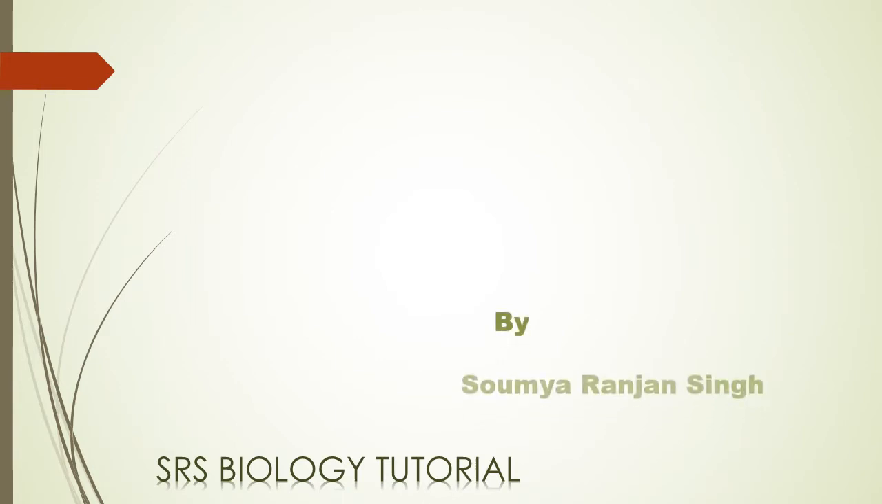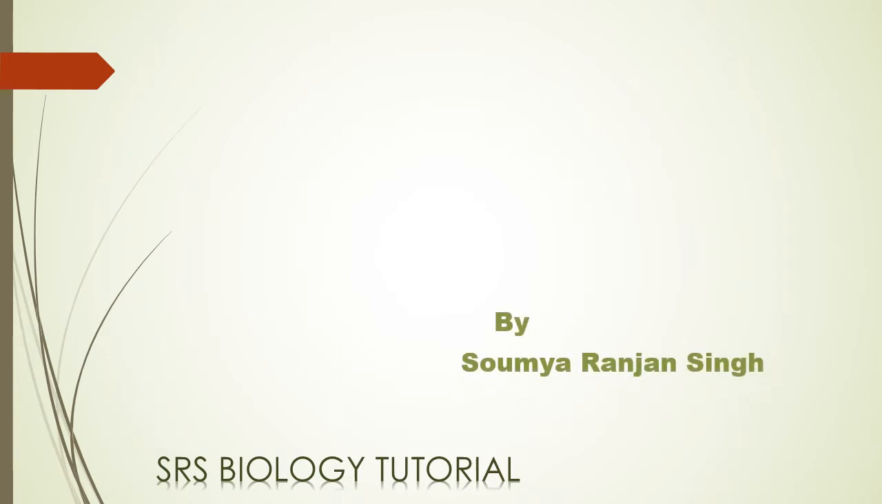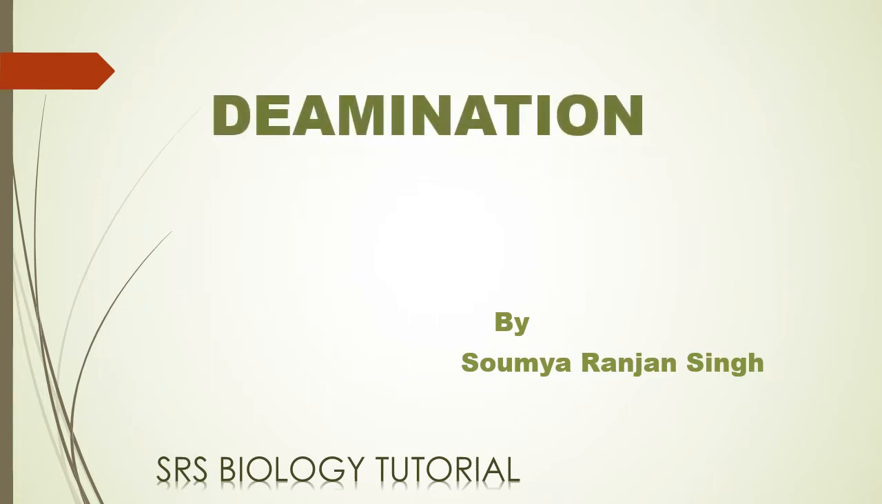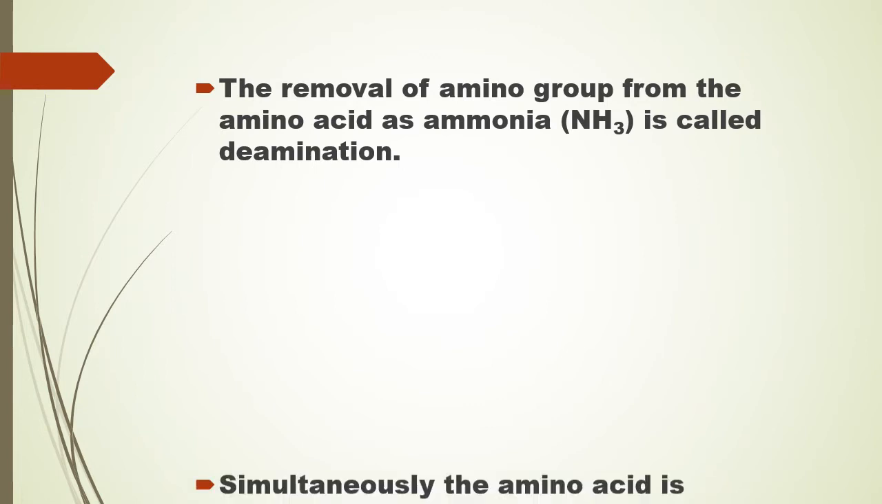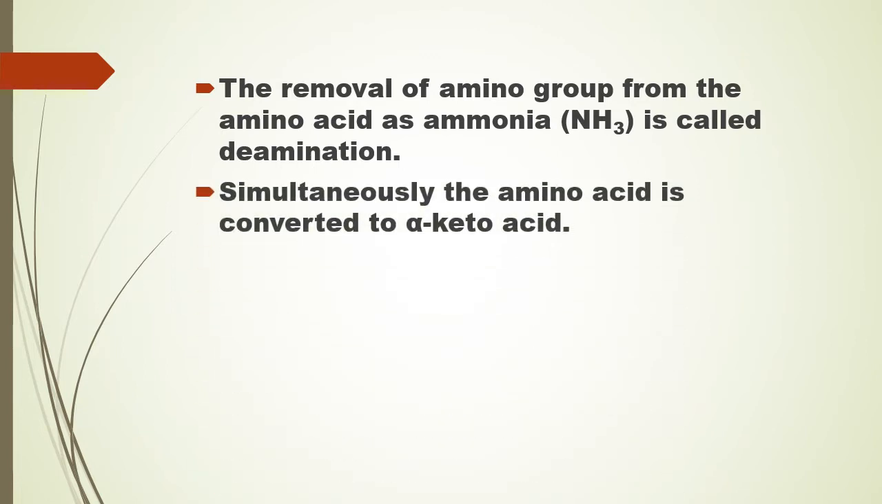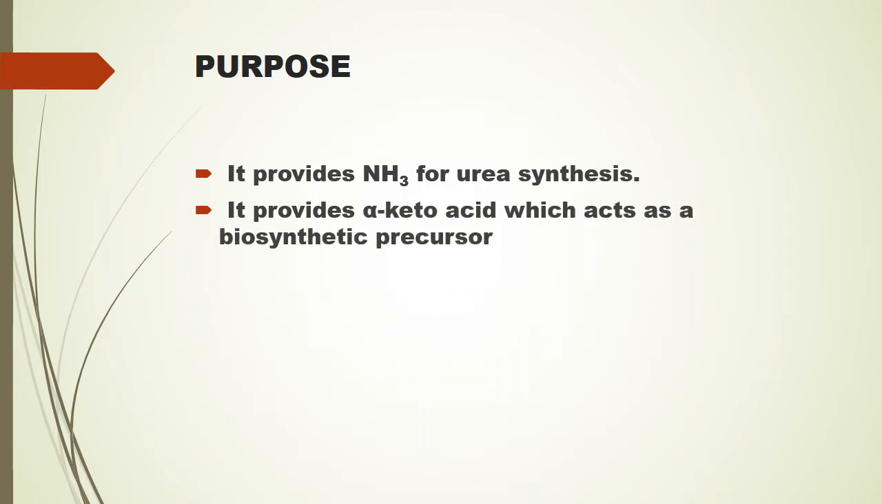I am Samyanjan Singh. Today we will discuss deamination. Deamination is the removal of an amino group from the amino acid as ammonia. During this process, the amino acid is converted to alpha keto acid. Purpose of deamination: deamination provides ammonia for urea synthesis and alpha keto acid, which acts as a biosynthetic precursor.